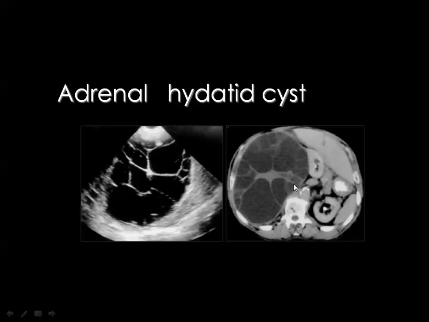cysts along the margin of the big cyst, and this is one of the classic appearances of hydatid, if you remember, as I mentioned in the lectures of the liver, spleen, and the kidneys.